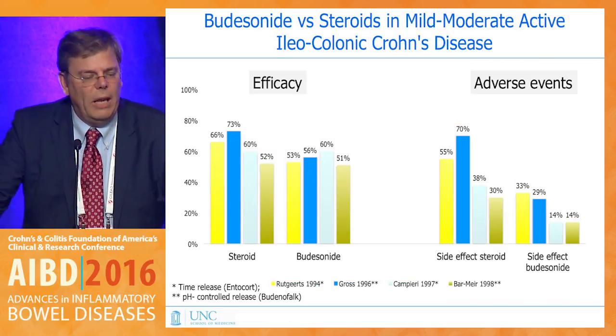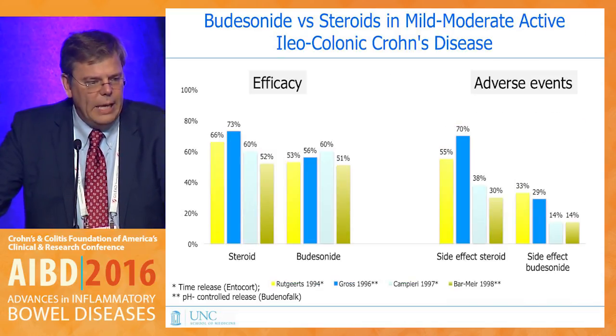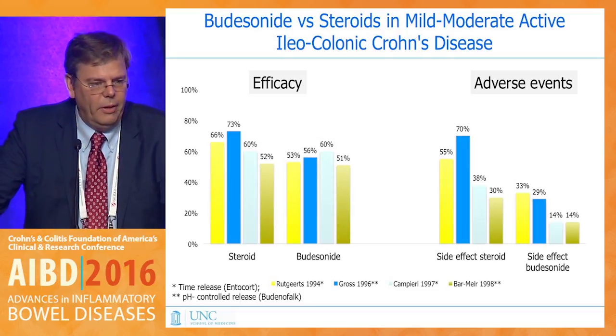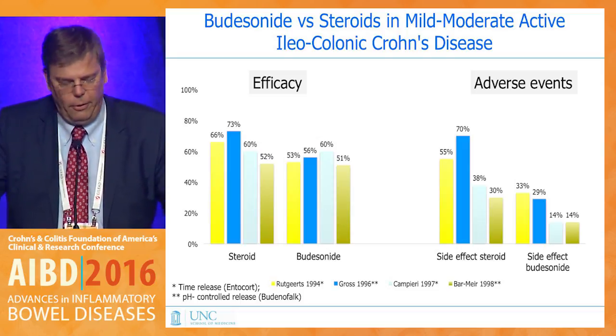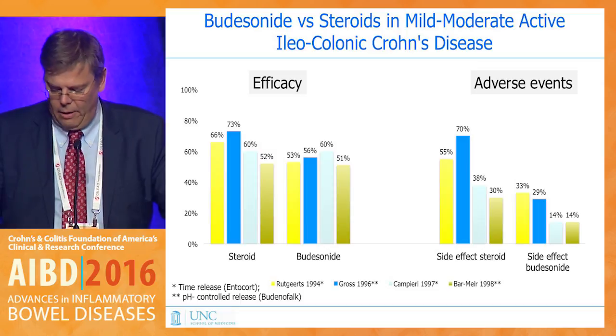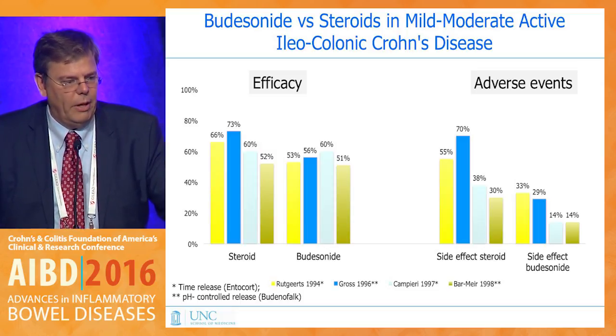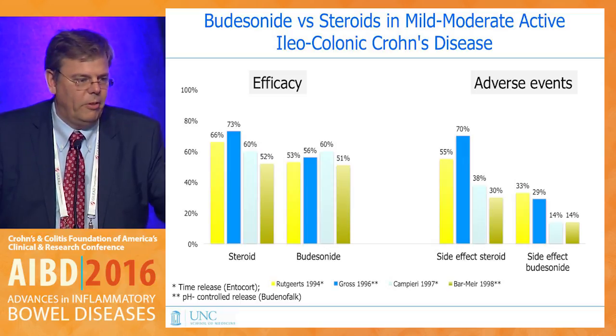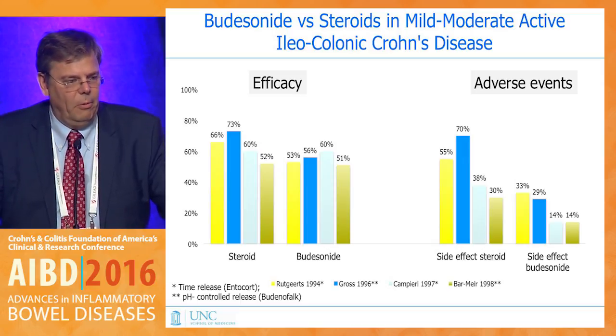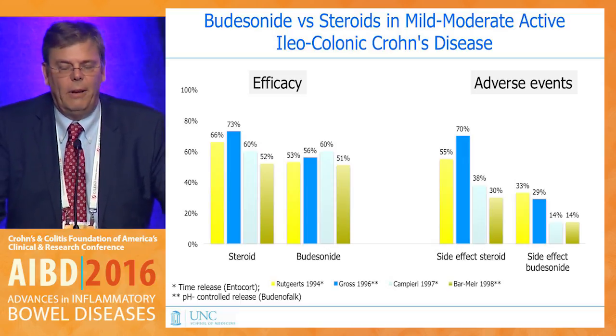Why should we choose budesonide over steroids? These are all data from a total of 4 trials. There's as well a meta-analysis, but I prefer to show you the single data of each trial. Here on the left side, you see steroids. There were 2 preparations. One is the Entocort, which we know, which is available in the United States. The other one is called Budenofalk, which is just available in Europe.